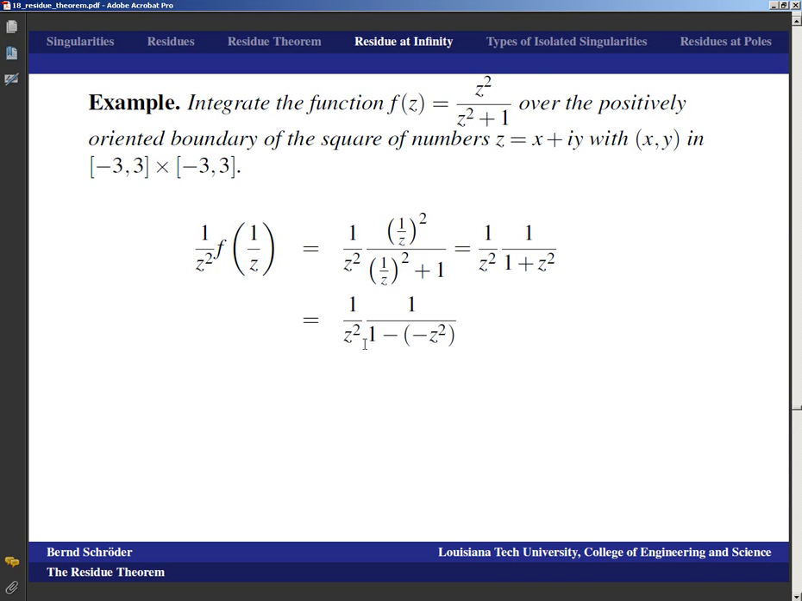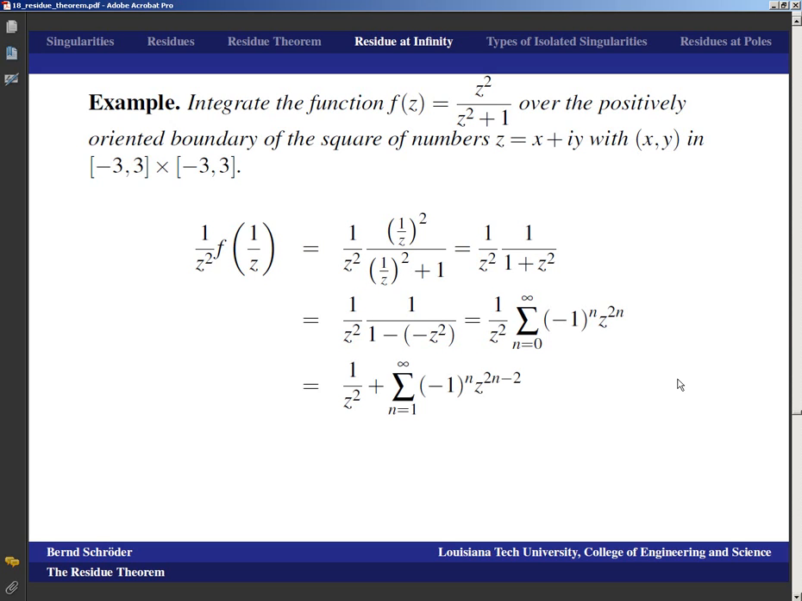Yeah, and so that is 1 over z squared, 1 over 1 minus negative z squared. Now we're just trying to get an expansion. That's 1 over z squared, sum n equals 0 to infinity, negative 1 to the n, z to the 2n, just using the formula for the geometric series.